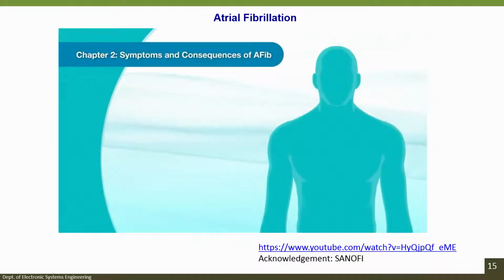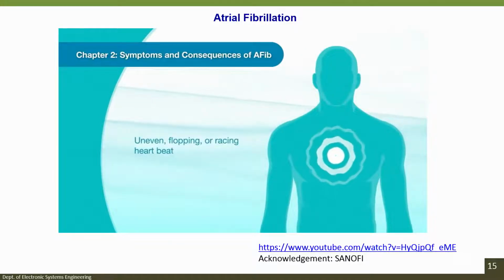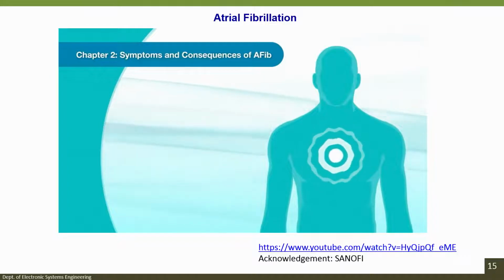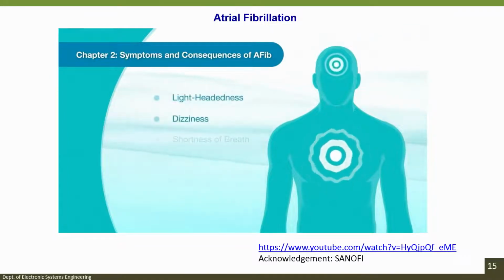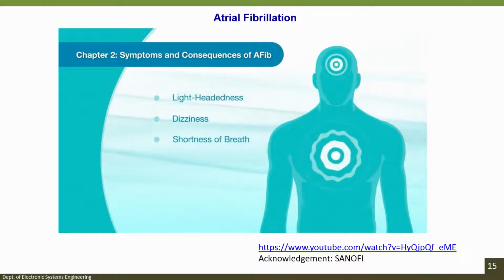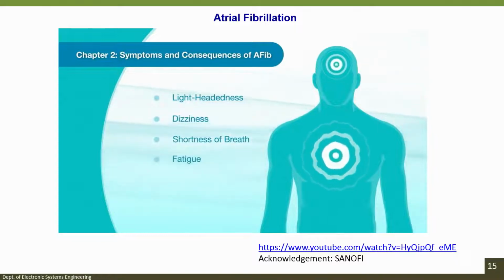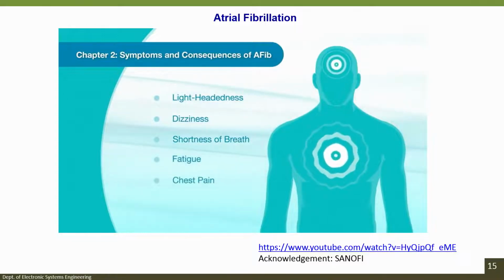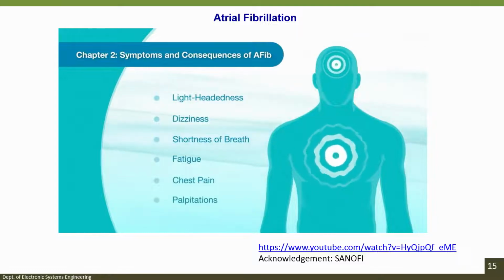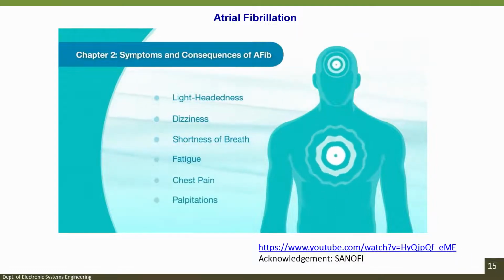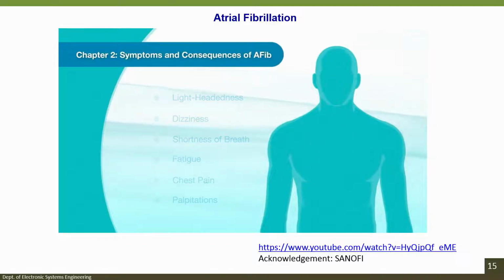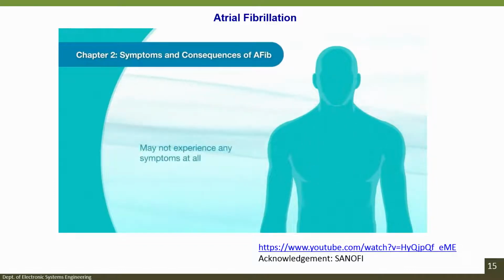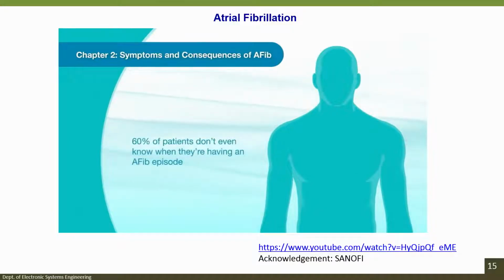There are many signs and symptoms of Afib. Many describe an uneven, flopping, or racing heartbeat. Afib can make you feel lightheaded, dizzy, or even short of breath. Some people feel tired or weak. Others experience chest pain or discomfort, such as palpitations. These symptoms might be subtle or severe, and they may come and go, and you may not experience any symptoms at all. In fact, 60% of patients don't even know when they're having an Afib episode.